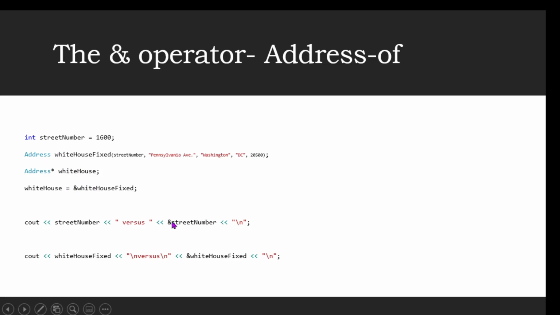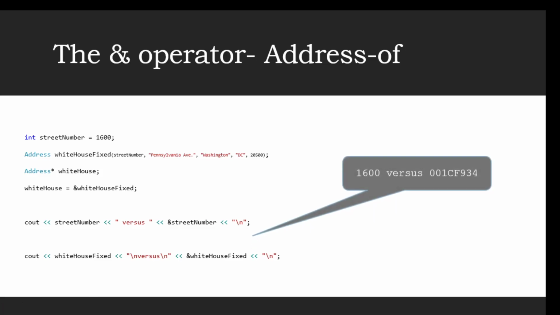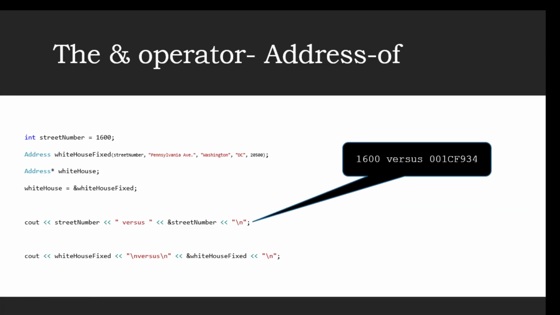Let's look at these print lines here, these outs that will give us the difference. I can take an out of the street number versus the out of the address of the street number. When I do that, it's 1600, the value of the integer that gets assigned up here, versus this big long hexadecimal string. So 001C, C and F are hexadecimal numbers at this point. F is 15, C is 12. So that's the hexadecimal number somewhere in memory.